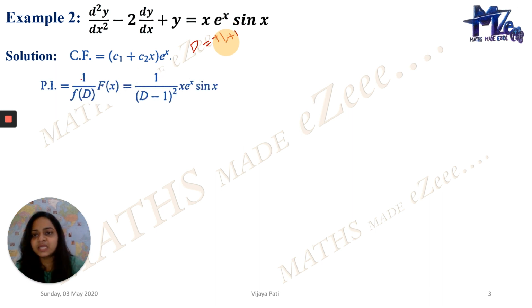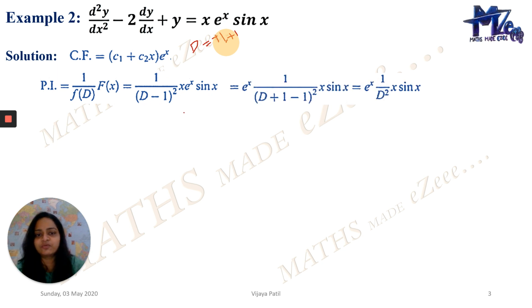What about PI? PI is 1 upon f of D times f of x, which equals 1 upon D plus 1 the whole square, that is D square minus 2D plus 1, acting on x e to the power x sine of x. Now this e to the power x will come out of the operator, leaving D plus 1, so D gets replaced by D plus 1. Therefore it's D plus 1 minus 1 the whole square on x sine of x, which equals e to the power x times 1 upon D square on x sine of x.